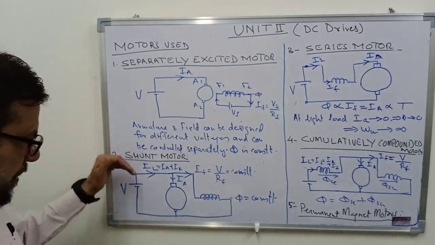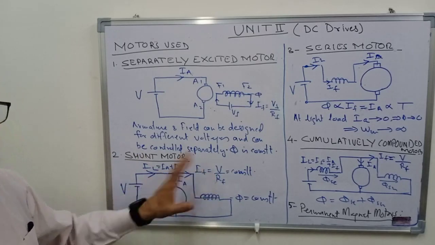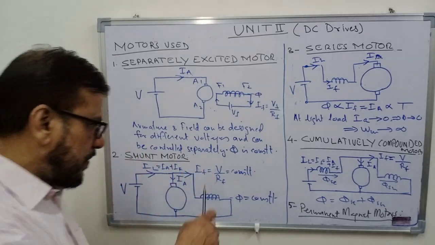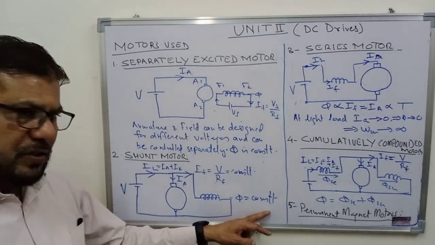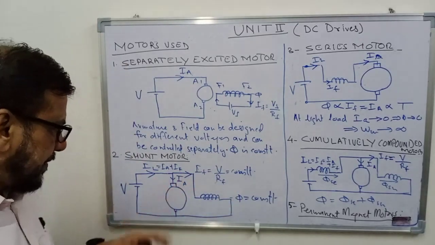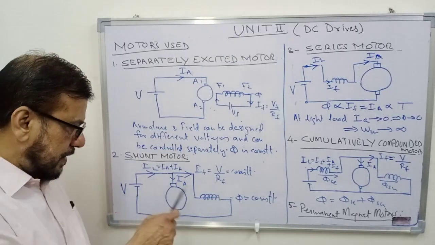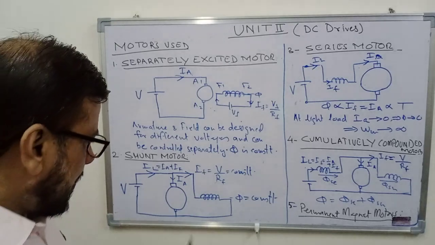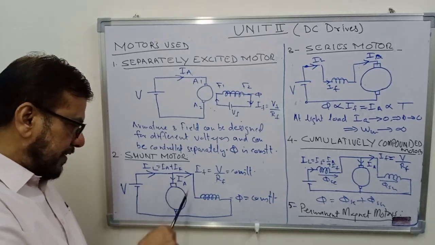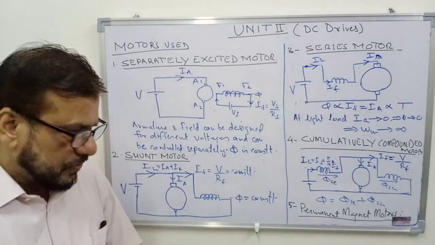If you vary the armature voltage to vary the speed of the motor, this will also vary. But at a constant voltage, this will remain constant, and flux will also remain constant irrespective of the load on the motor. If the load varies, the armature current will vary. Armature current depends on the torque on the motor. So as the load varies, Ia will vary, but the flux will remain constant.